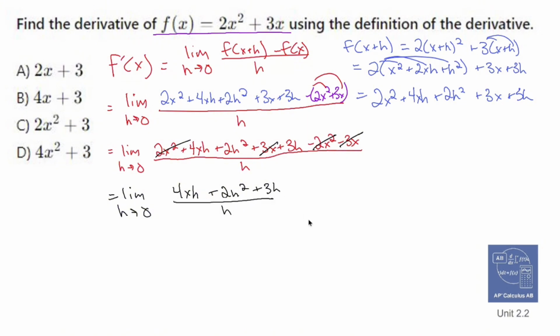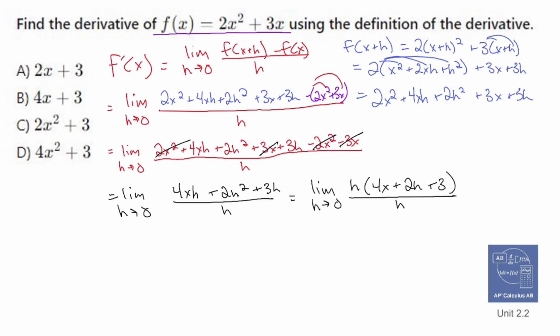Now notice all of these guys have h's, which means I can factor out an h. When you're dealing with polynomials like what we have up here, expect that to happen every single time. Not every single problem, but every single time when I have polynomials. If I have an h, bring it out. 4x plus 2h plus 3, close it, all over h.